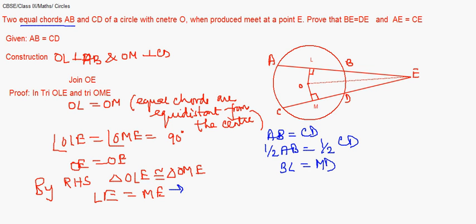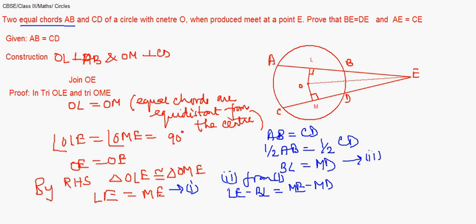Now suppose this is the first equation, this being the second. Let us subtract the second equation from the first one. So what do we get? We get LE minus BL should be equal to ME minus MD. So LE minus BL, if you look into the figure, will be BE equals DE. That's our first proof.